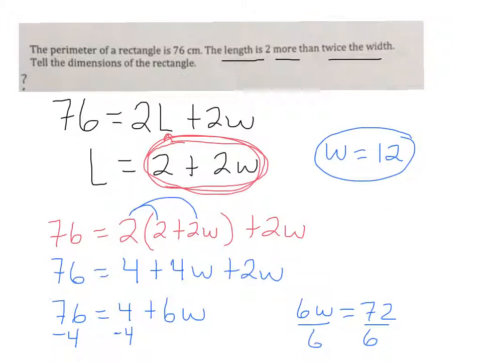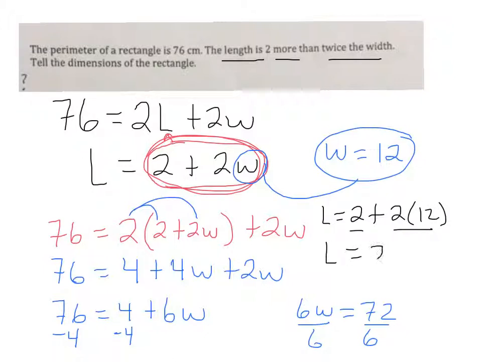And now that I know the width, I can take and plug it in for this W right here and calculate the length, right? So my length equals 2 plus 2 times 12. So my length equals 24 plus 2, which is 26. And so my width is 12, and my length is 26.